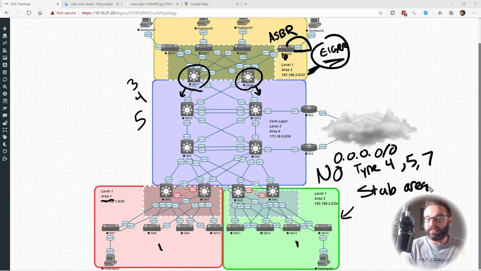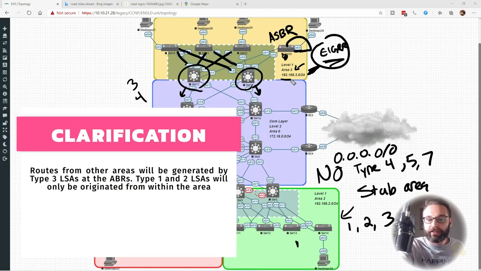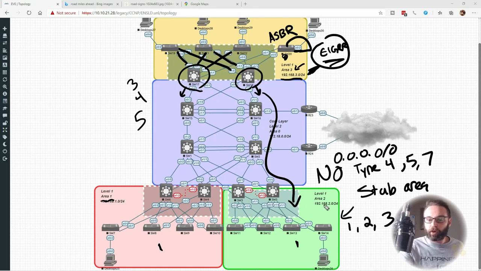The stub area says, I don't really care about learning all of those external routes since I only have one way to get to them in the first place. Keep in mind that type 1, 2, and 3 routes will still enter this particular area. So any routes that were originated from area 3 here in the 192.168.3 domain, those routes will still make their way down. That brings up an interesting point though. In order for area 2 or area 1 to get to area 3, it's still only one route forward. It still goes through the core. So do we even need to get those type 3 LSAs?